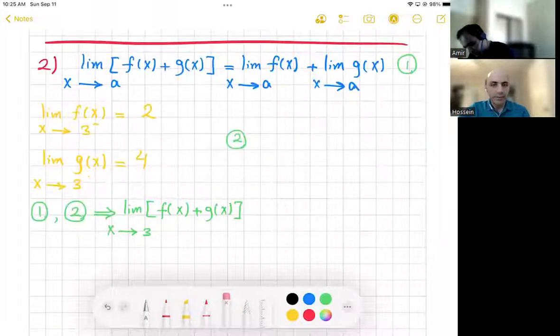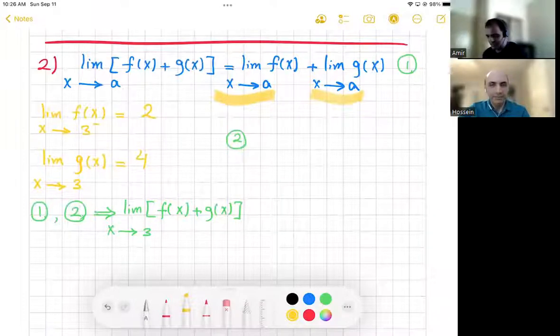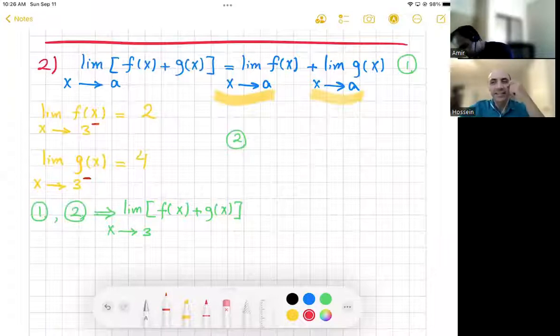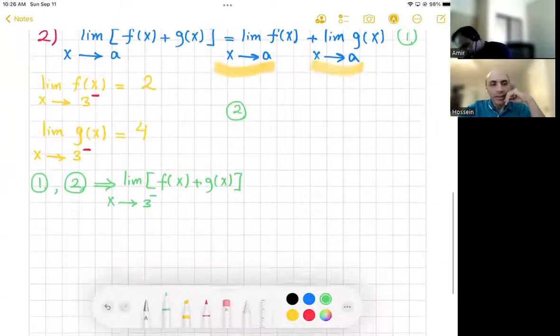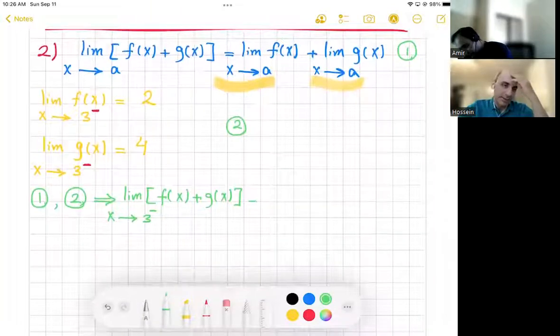left side. As I mentioned, these two should be the same. Even if the number is the same, like 3 here, they also should be the same from the side, either both left side or both right side. Let me use this color, it's better. So, from the left side, both have to be from the left side. Correct. So it's going to be 2 plus 4, which is equal to 6.